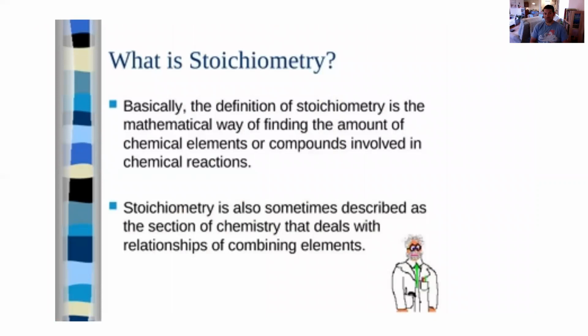Another definition: stoichiometry is the mathematical way of finding the amount of chemical elements or compounds involved in chemical reactions. A side piece from this, stoichiometry is also sometimes described as the section of chemistry that deals with relationships of combining elements. If you remember when we did the empirical formula questions, we would do that little jingle: percent to mass, mass to mole, divide by small, multiply to whole. That can be considered stoichiometry because it's looking at the relationship between elements being combined. But we're really going to be looking at the chemical reactions in this unit.